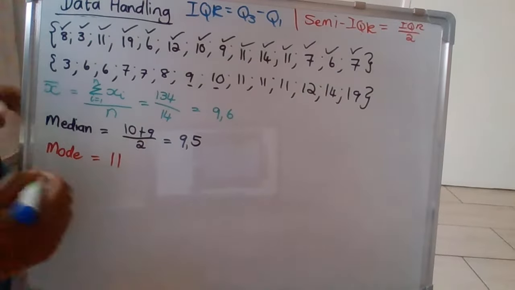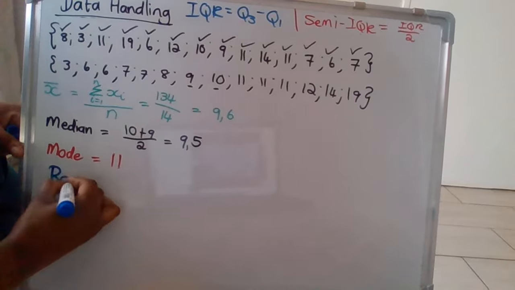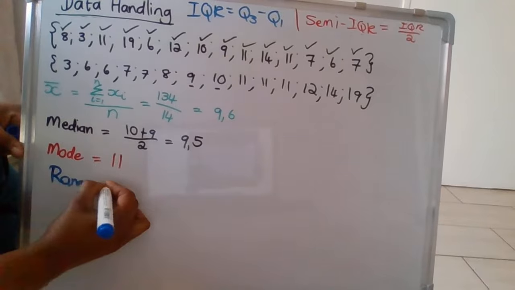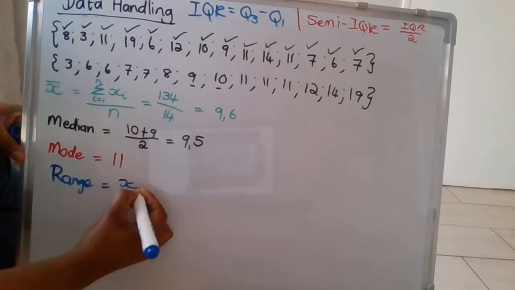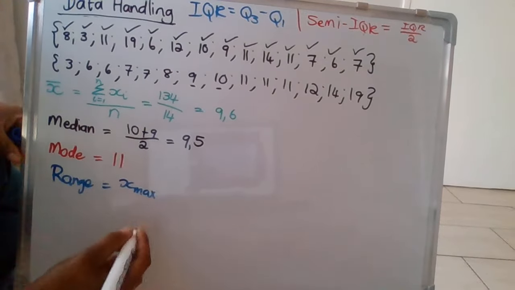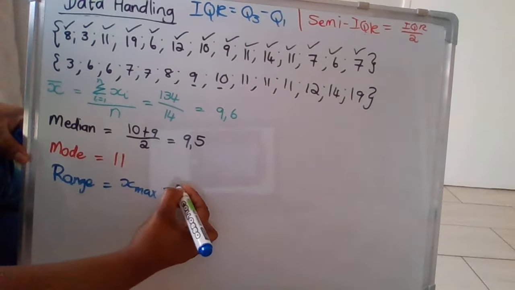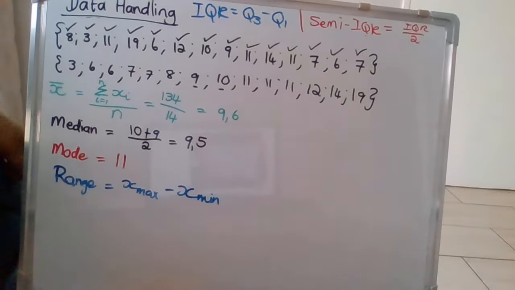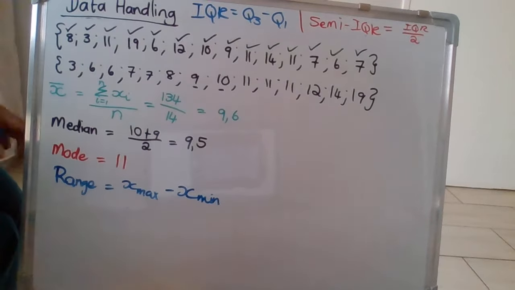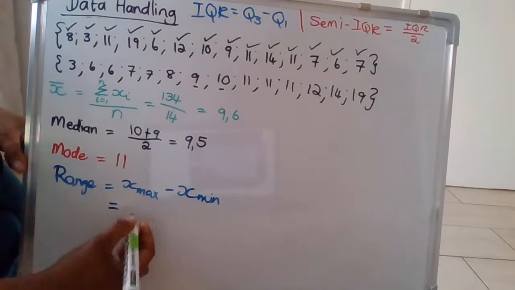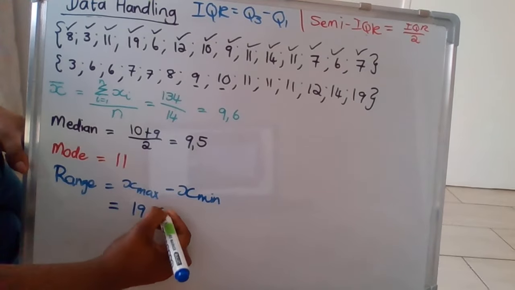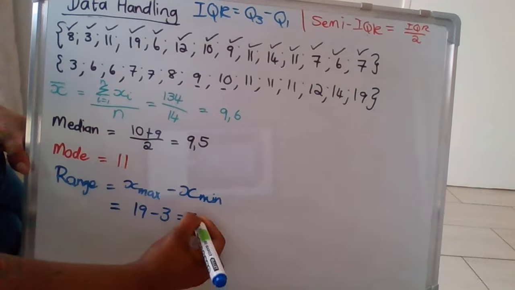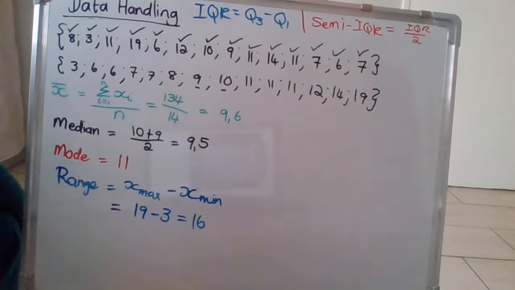Then to calculate my range, okay, so my range is my maximum value subtracted from my minimum. Okay, so this here is going to be 19 minus 3, which is equal to 16. So that is my range.